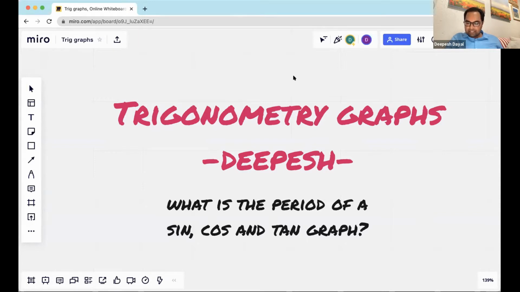We're going to be looking at trigonometry graphs. And I've got a question there for you. If you can just think about this question while we wait for others to join, that will be great. The question is, what is the period of a sine, cos, and tan graph? And remember, the period must be in degrees. How many degrees does it take to complete a full graph? It can be sine, it can be cos, or it can be a tan graph as well.